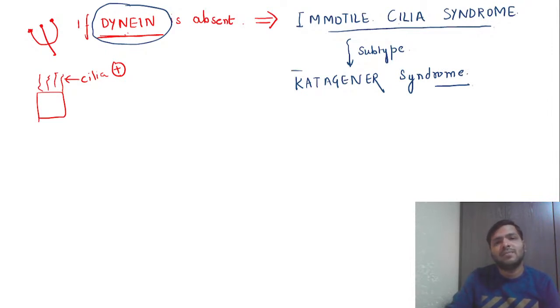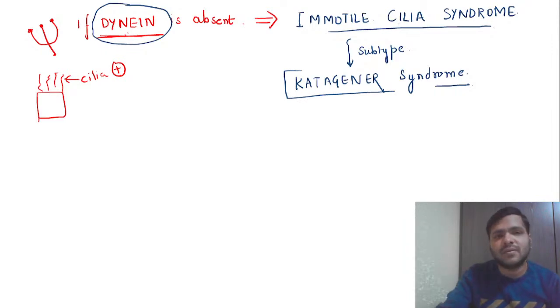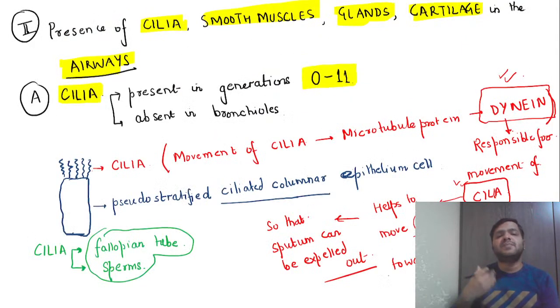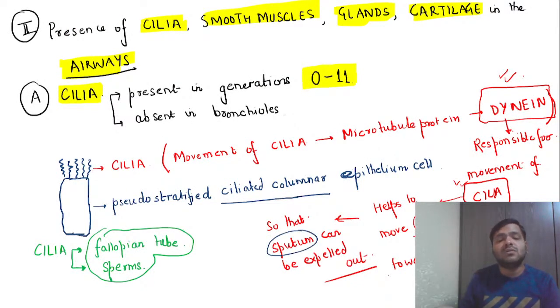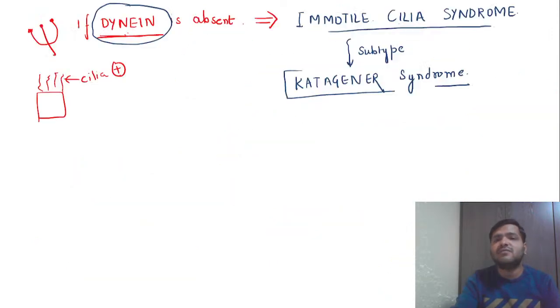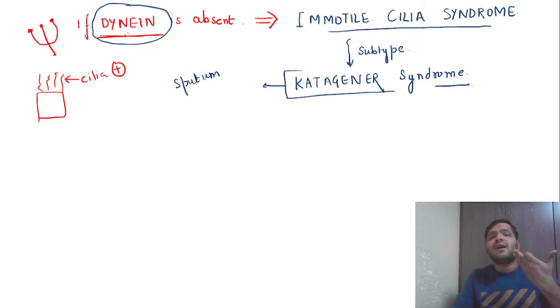Now tell me, the cilia in the respiratory pathway is not working. What will happen? The sputum, will it be expelled out? No, it will not move towards the nasopharynx. The patient will have respiratory tract infections. Whatever secretions are there won't be able to travel to the nasopharynx, and the sputum will be collected, leading to infections of the respiratory pathway. So that is manifested in the form of Kartagener syndrome.